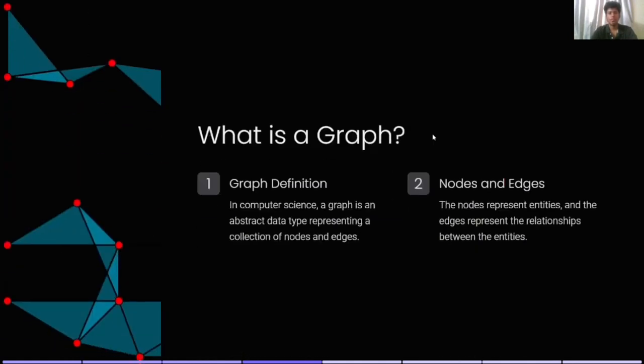Then we'll be seeing what is a graph. Here are two topics. First is graph definition and second one is nodes and edges. Graph definition. In computer science, a graph is an abstract data type representing a collection of nodes and edges. Second one is nodes and edges. The nodes represent entities and the edges represent the relationships between the entities.